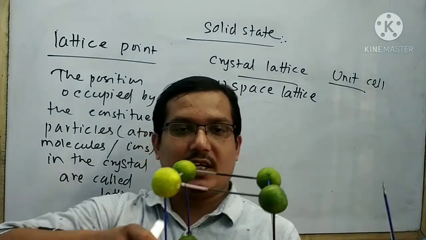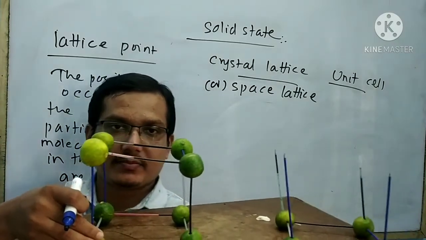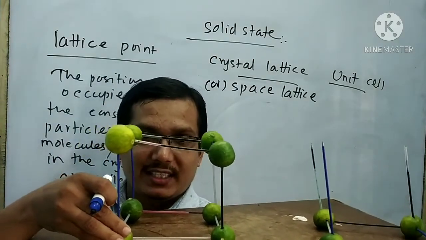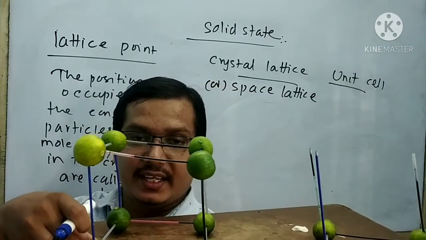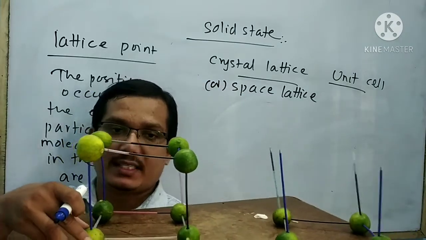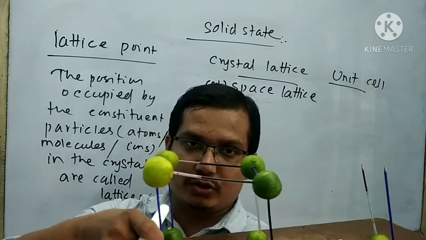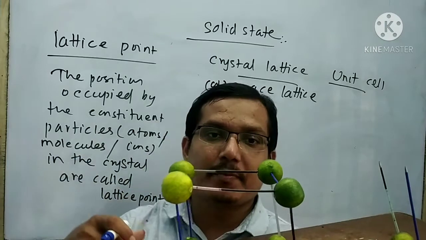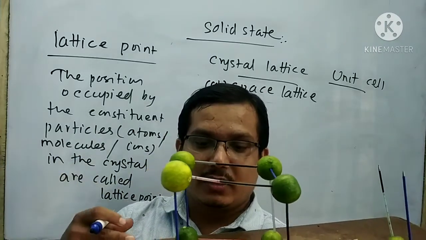Look at that, this is the smallest three-dimensional portion. It is called unit cell. Remember, the smallest three-dimensional portion which repeats itself in different directions to produce the complete space lattice is called unit cell. That means by repeating this portion, we can form the space lattice, that is your crystal lattice.